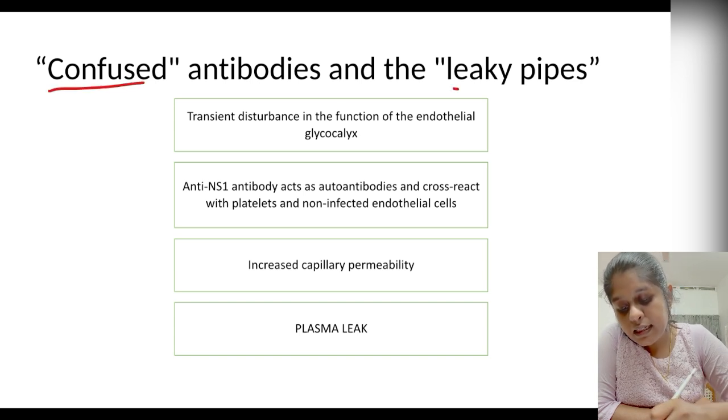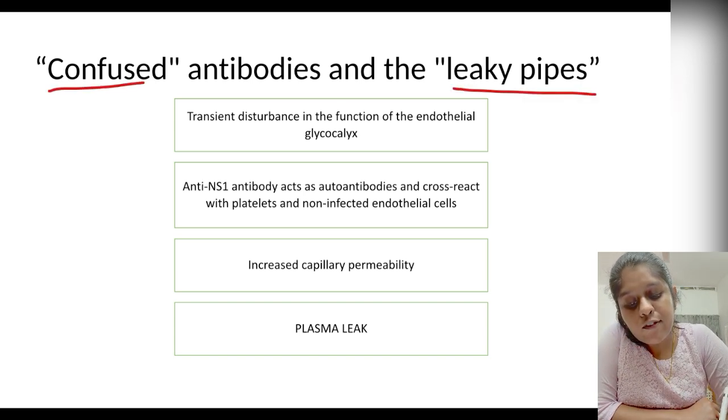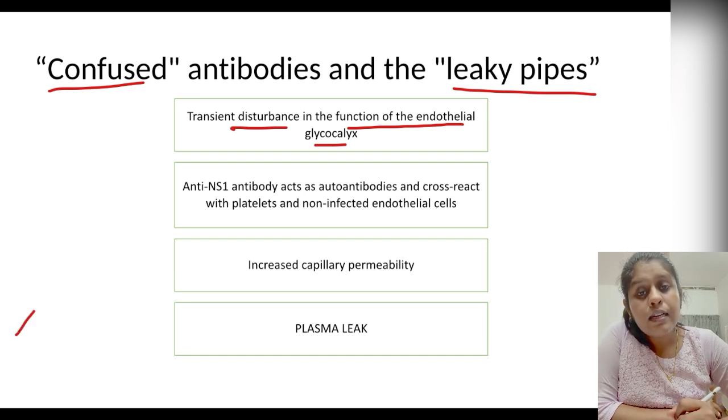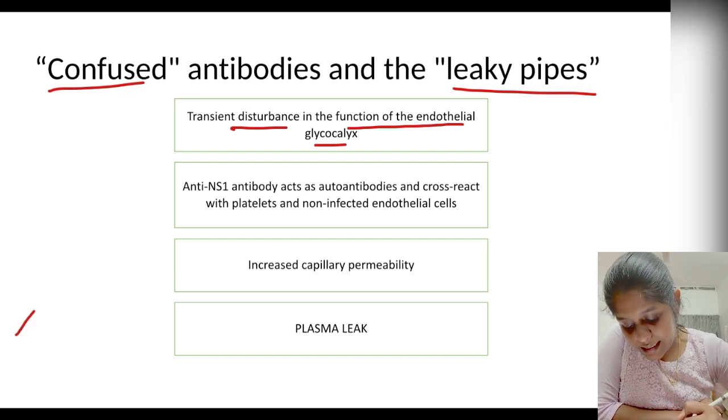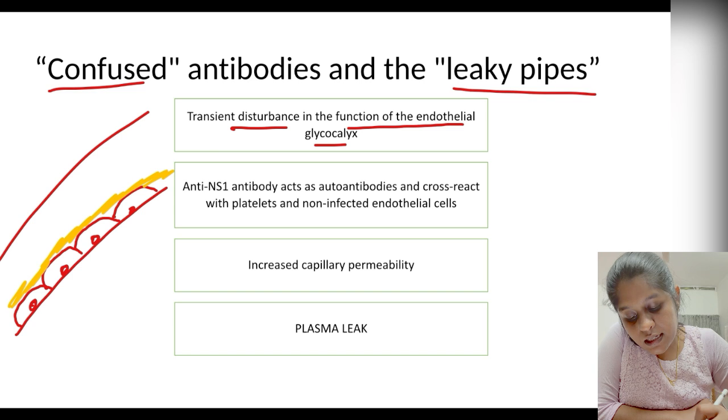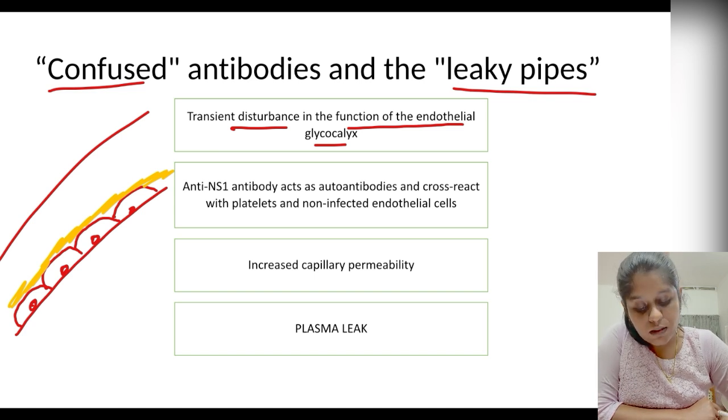So what happens here? There's a confused antibody, and then it will form leaky pipes. There is a transient disturbance in the function of the endothelial glycocalyx. Because of this viremia, it is going to affect the endothelial glycocalyx. Imagine our endothelium is like this. This endothelium is coated by a smooth shiny thing called the glycocalyx. Now the virus is going to affect the glycocalyx structure. Because of this, an anti-NS1 antibody will act as an autoantibody, and it will cross-react with the non-infected endothelial cell and also the platelet.